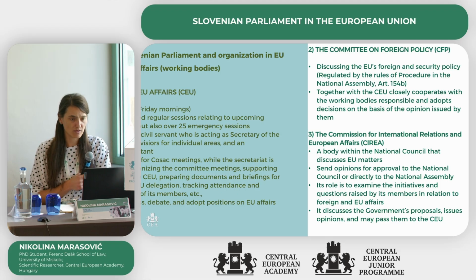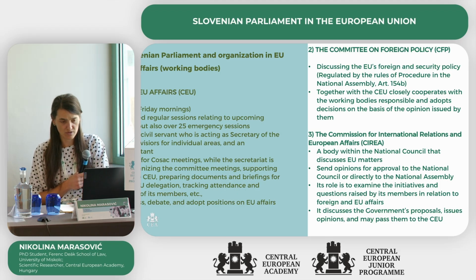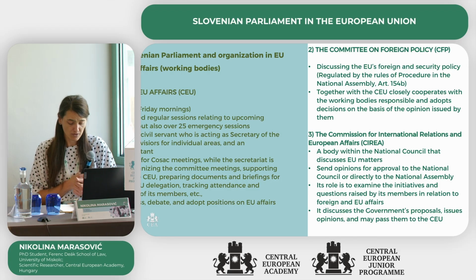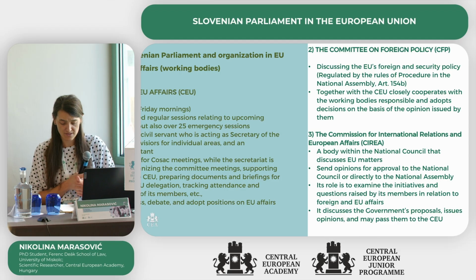When it comes to the committees, there is also the important National Council and its Commission for International Relations and European Affairs, which was first established in 1998. The Commission for International Relations and European Affairs is the body within the National Council that discusses EU matters. And it is one of the 8 National Council working bodies that send opinions for approval to the National Council or directly to the National Assembly and its working bodies.